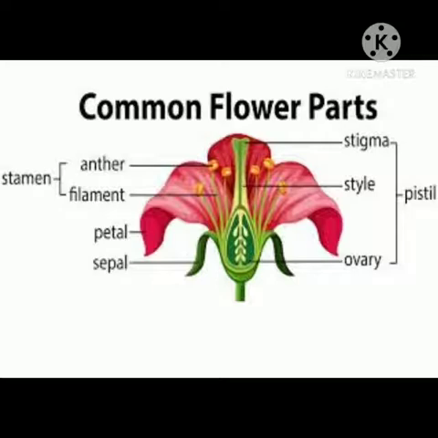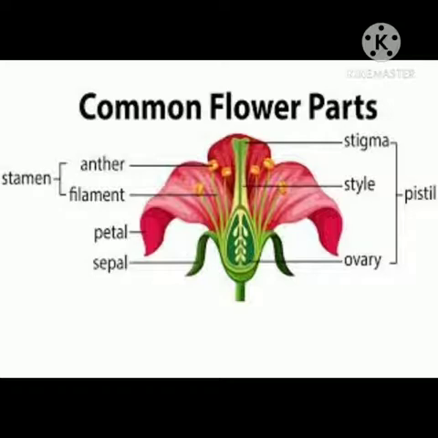Now let's study the different parts of the flower individually. A complete flower is made up of 4 whorls. These are sepals, petals, stamens and pistil. You can see all these 4 parts in the given picture.